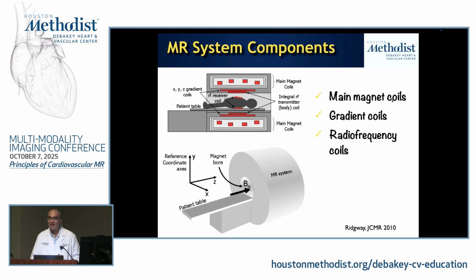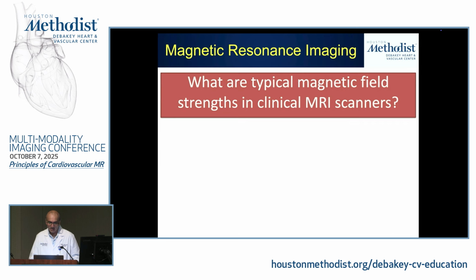There's the main magnetic coils. So if we look at this bore right here, this big, huge donut type, that's what has the static magnetic field. There's also within that something called gradient coils, and the objective of gradients is to cause a local alteration or distortion to the magnetic field. And then there's radio frequency coils. And for radio frequency, there's transmitter coils and there's receiver coils. And so we'll go through all of this in more detail here.